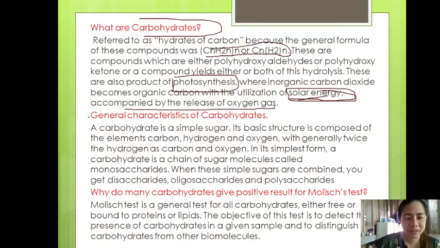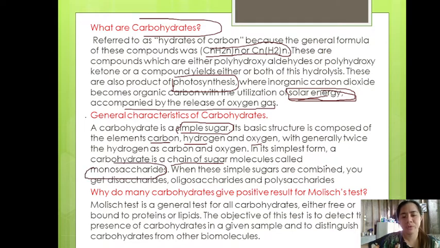Okay, general characteristics of carbohydrates. A carbohydrate is a simple sugar. Its basic structure is composed of the elements carbon, hydrogen, and oxygen, with generally twice the hydrogen as carbon and oxygen. In its simplest form, a carbohydrate is a chain of sugar molecules called monosaccharides.